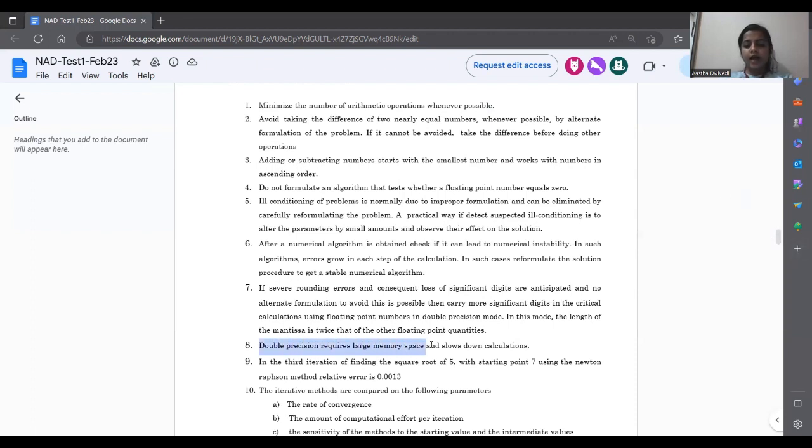Double precision requires large memory space and slows down calculation. Very much true, we have seen that already. Double precision requires more memory space than standard single precision, as each double-precision floating point number requires 64 bits of memory compared to 32 bits for a single precision number. However, whether or not double precision slows down calculation depends on the specific context and computational requirement of the algorithm.